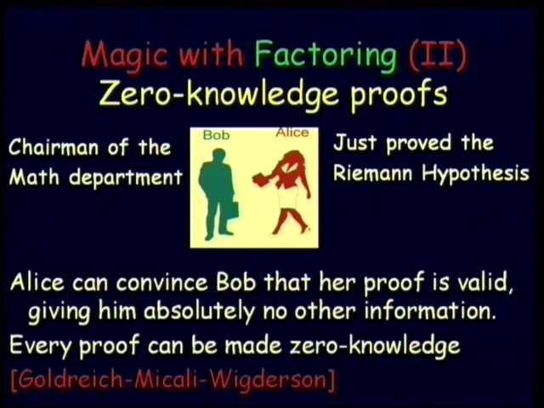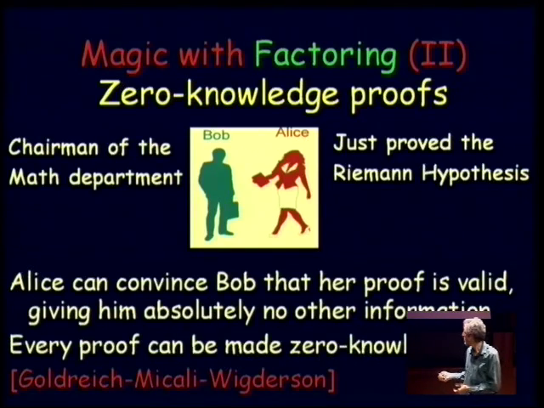And in fact, there's nothing special about the Riemann hypothesis. Every possible theorem for which you have a proof can be converted efficiently into a zero-knowledge proof. So this can be done for any kind of statement, and it's very significant in cryptographic protocols in which people have to prove to other people that they are doing what they should without revealing their secrets. So it's a very fundamental building block.